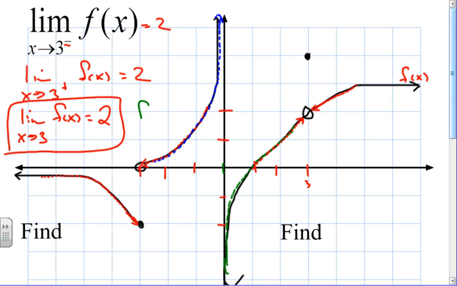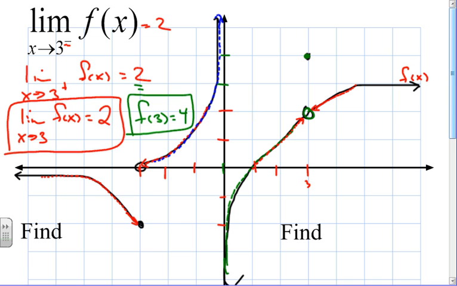So if I would ask what is actually f of 3, we can see right here that f of 3 is not equal to 2. There's a hole here. And we actually see that there is a closed-in circle up here, actually at 4, because f of 3 is actually equal to 4.